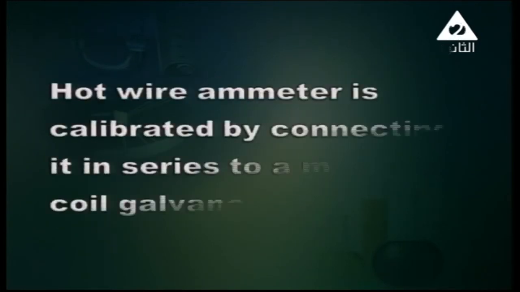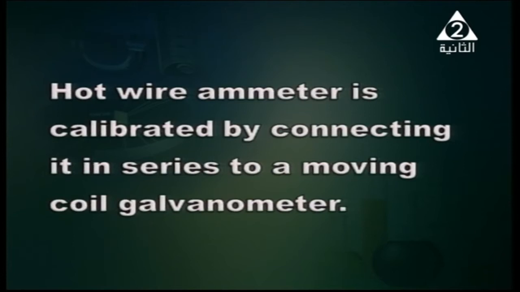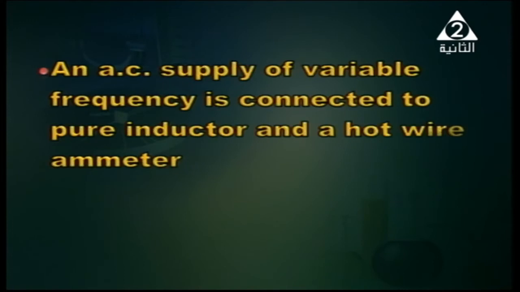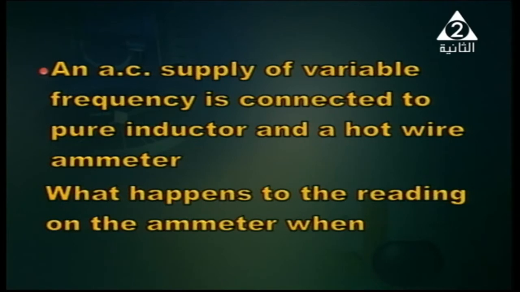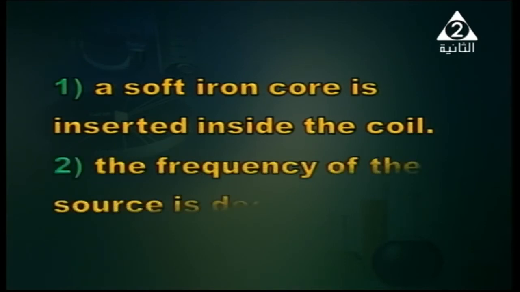And how to calibrate the hot wire ammeter? The hot wire ammeter is calibrated by connecting it in series to a moving coil galvanometer. Another type of questions: an AC supply of variable frequency is connected to a pure inductor and a hot wire ammeter. What happens to the reading on the ammeter when a soft iron core is inserted inside the coil? And what happens to the reading when the frequency of the source is decreased?